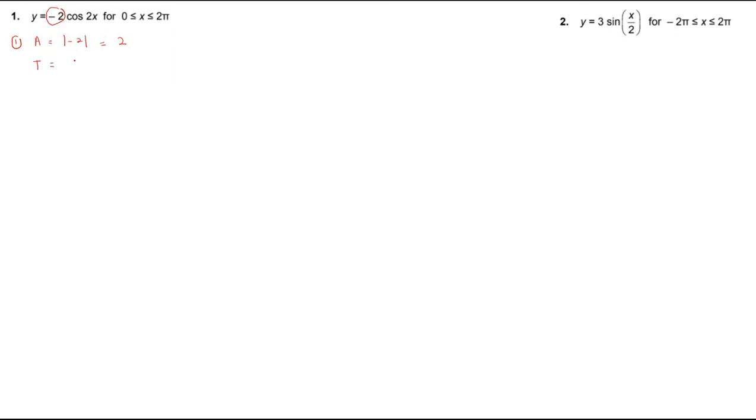Identify the period, 2 pi over alpha or 2 pi over omega. Okay, the value of alpha is here, 2. So, period equal pi. Number 2, subinterval. T divided by 4. So, subinterval pi over 4. And then, negative 2 cos 2x. The standard shape for this graph is like this. Okay, y equal negative cos x. So, we will try to follow this to sketch.